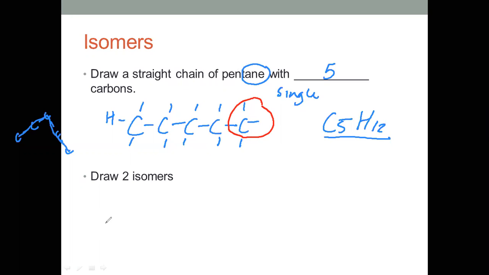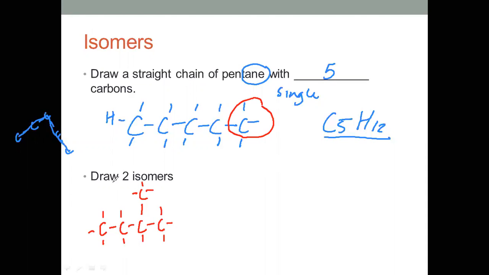Okay, so 1, 2, 3, 4. I can't bend the end, meaning I can't put it here and I can't put it here because there are 2 ends. So I'm going to try to put it on either one of these. So I'm going to put it here. And then I'm going to add my H's in to make sure that I have the correct number. Okay, so 1, 2, 3, 4, 5 carbons, 6, 7, 8, 9, 10, 11, 12 H's. So that's correct. And if I trace the line, I can only do 4 in a row.